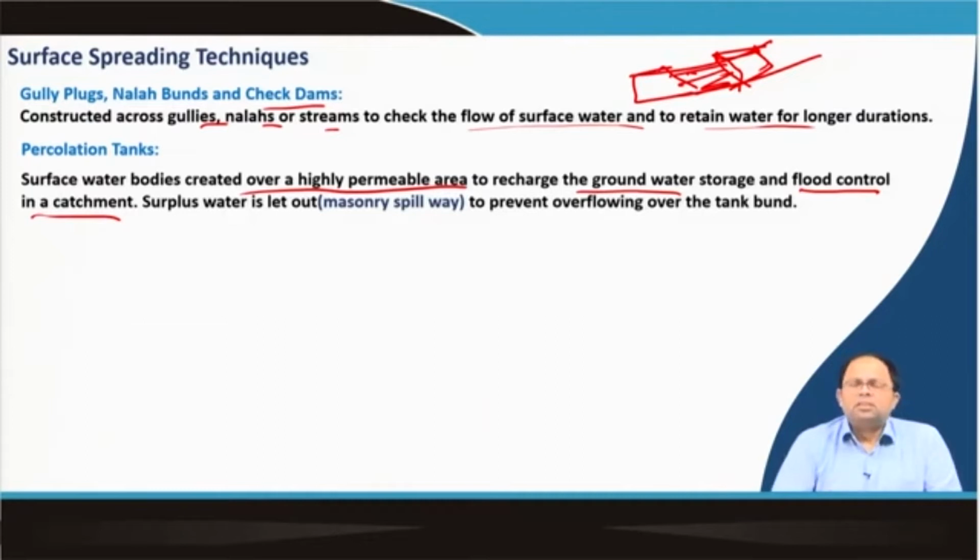So, when the excess water stored in a percolation tank goes high and feels like it would spill over the bunds, the raised structures around the tank that we have created, then of course we need to have masonry spillways as well, through which the excess water will be diverted to the drainage channel maybe.